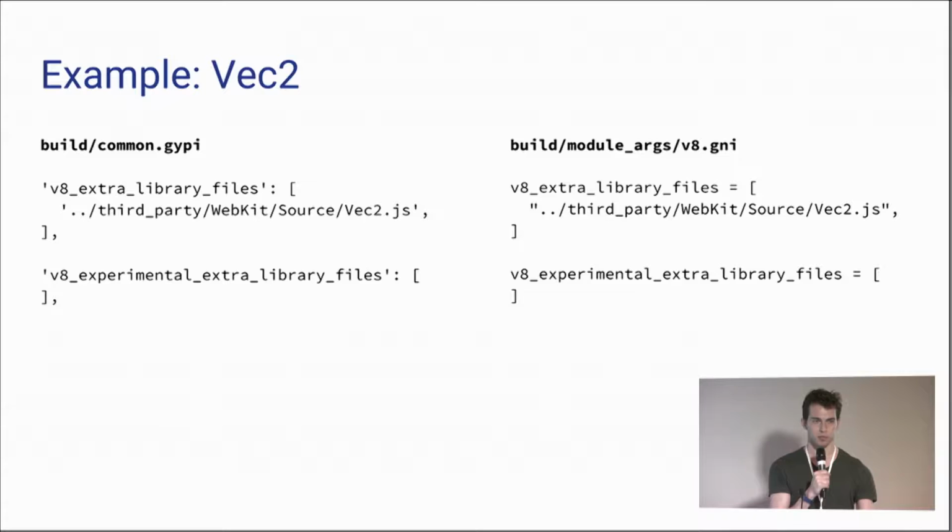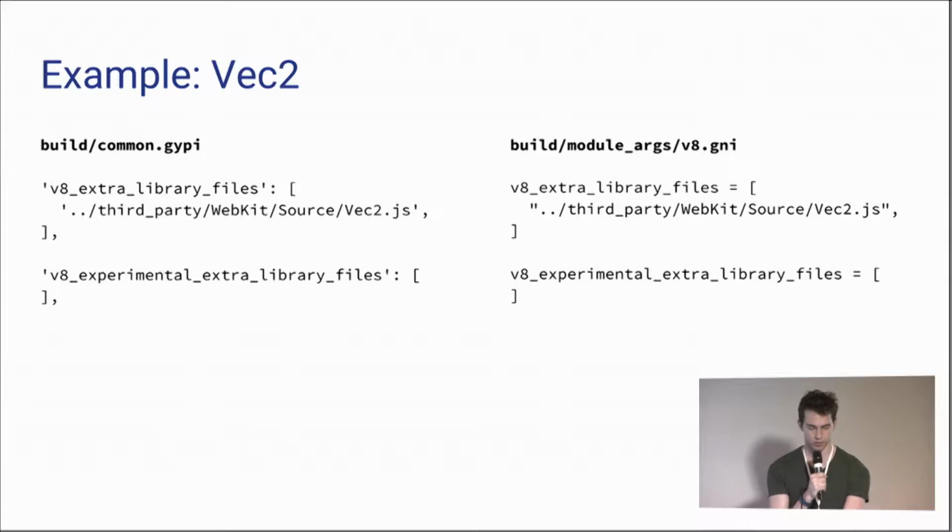All right, so just an example of how this works. First you add it to the build file. You say, here's my JavaScript file. There are both normal versions, which get compiled into the snapshot, and experimental versions, which you can toggle on and off with experimental web platform features, but actually do impose a startup time cost. And you have to do it both in GYP and GN, of course.